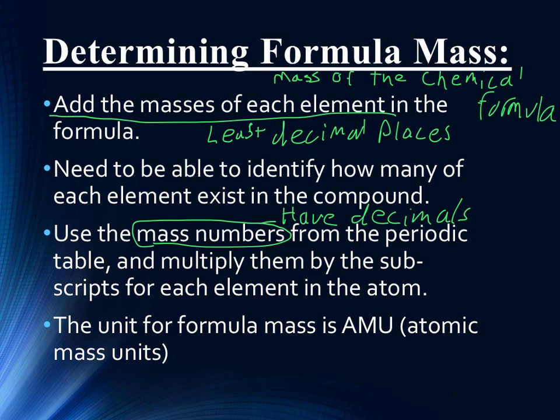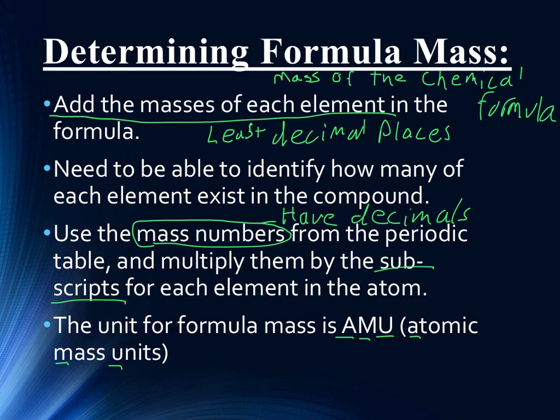And you multiply the mass number by the subscript. Remember, the subscripts are how many atoms of each element there are. And then at the very end, we add the unit, because we don't want naked numbers. All numbers should have units here in science, and so the unit for formula mass is the AMU, which stands for atomic mass unit. It's the unit of atomic mass.